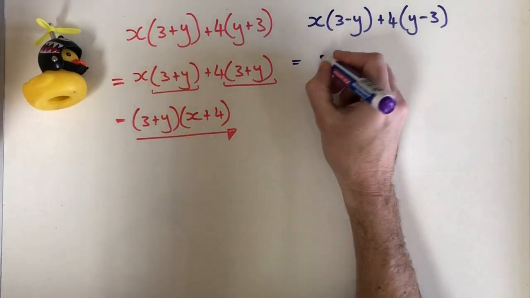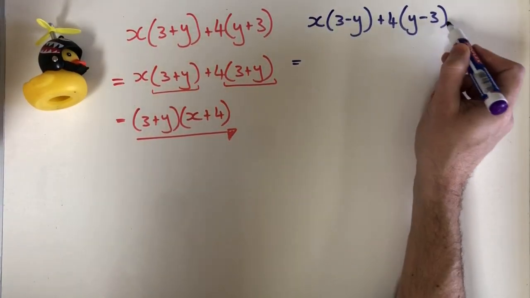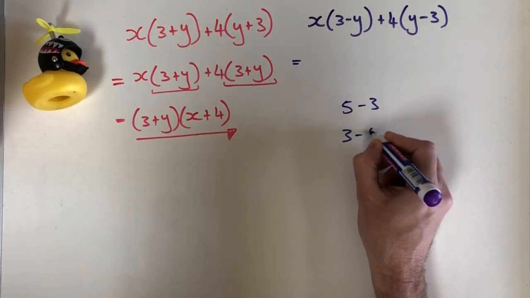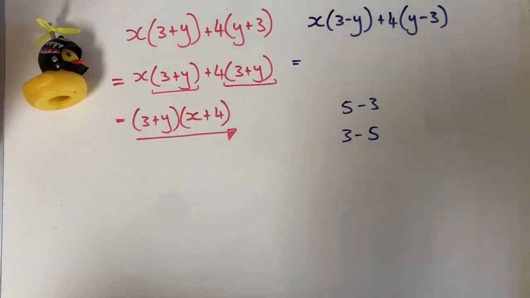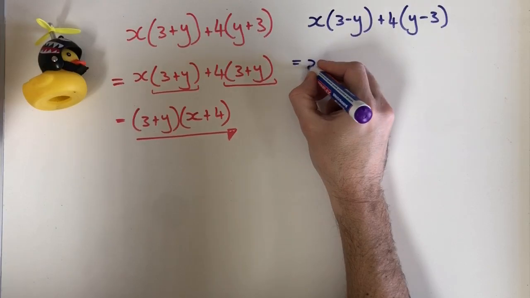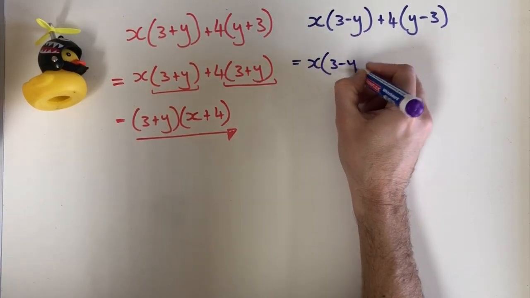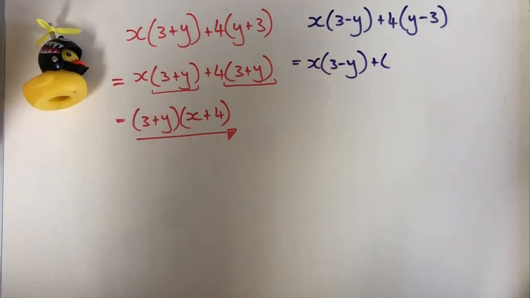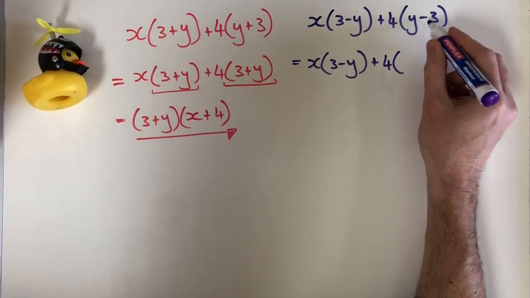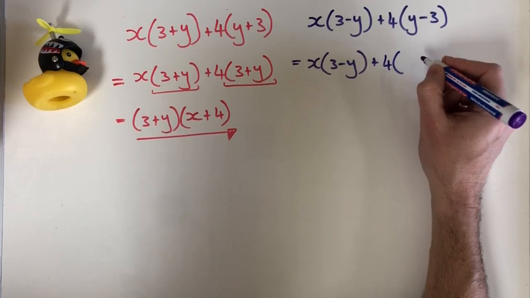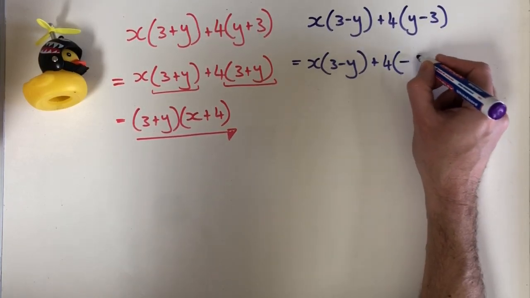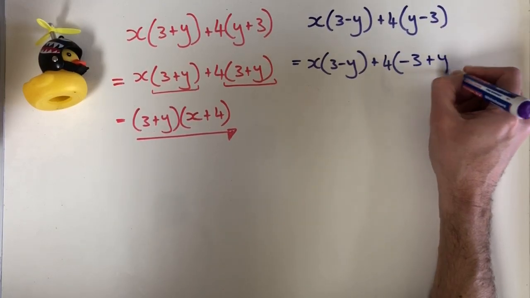So in this case, 3 minus y and y minus 3 looks the same, but I know 5 minus 3 is not the same as 3 minus 5. They are not the same. So I can rewrite, and then we're going to have to do a little bit of a trick. This part I'll leave, 3 minus y, and then a plus, I just have to remember to write the actual 4 there. And I'm going to swap these around. Oh wait, let's not swap them around. Let's do negative 3 plus y.